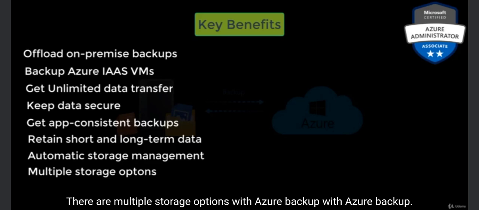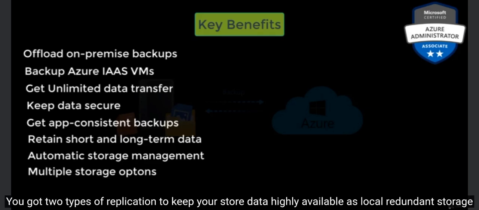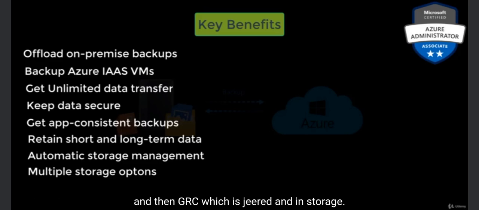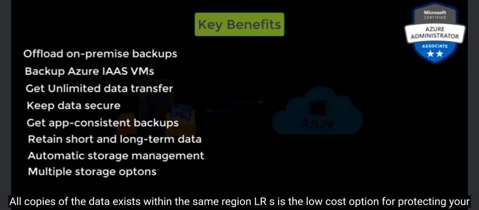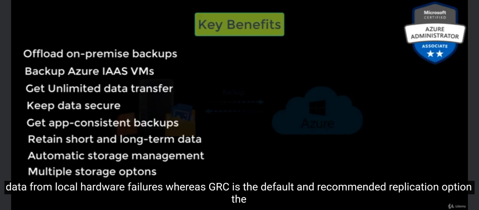With Azure Backup, you've got two types of replication to keep your storage data highly available. There's locally redundant storage, LRS, and then GRS, which is geo-redundant storage. We know that with LRS, your data will be copied three times to the local storage scale unit in that data center. All copies of the data exist within the same region.